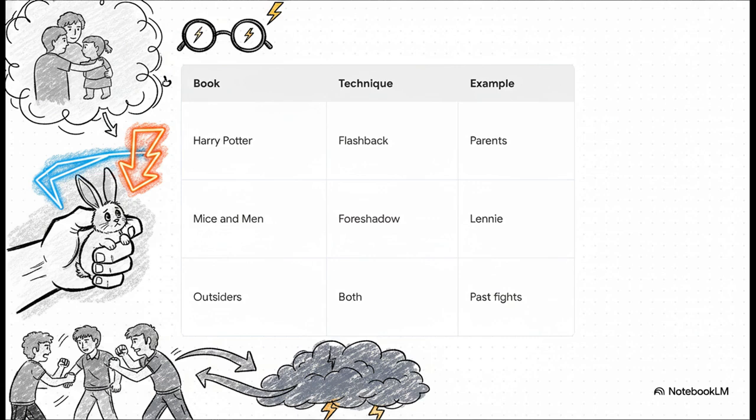And then we have S.E. Hinton's The Outsiders, which actually uses both. Ponyboy recalls these past violent fights, so that's the flashback, but the way he talks about that past violence serves as foreshadowing, heavily hinting at the massive, unavoidable conflict that's brewing between the greasers and the socks in the near future.